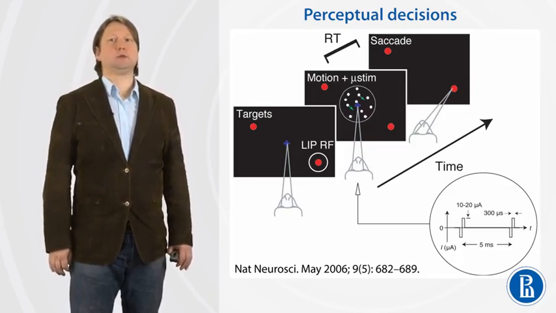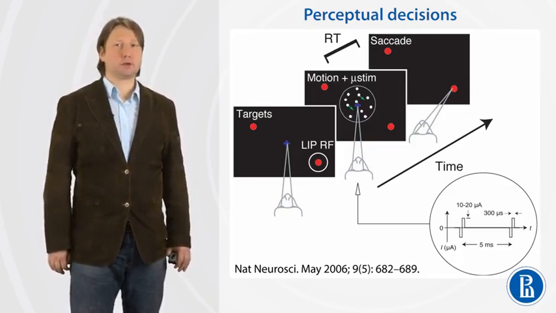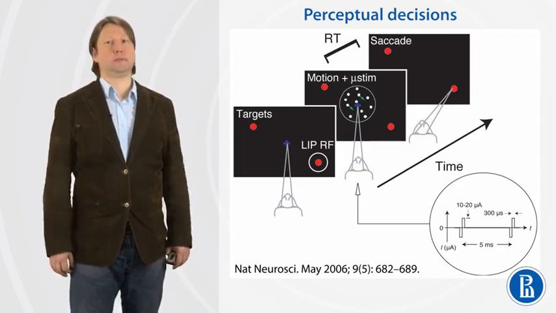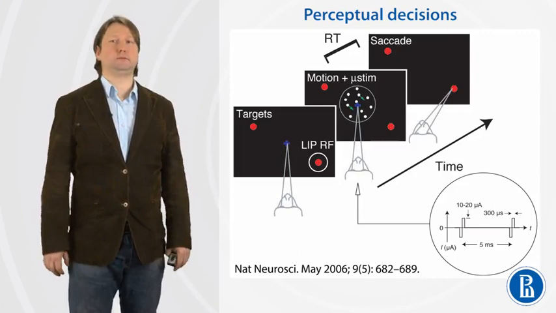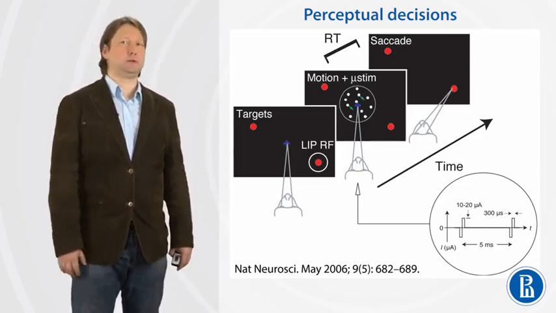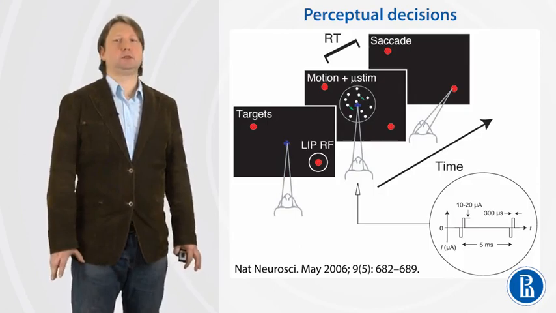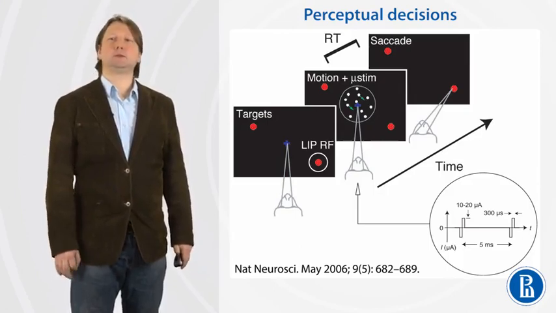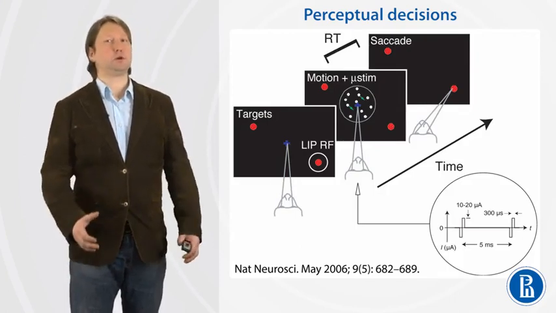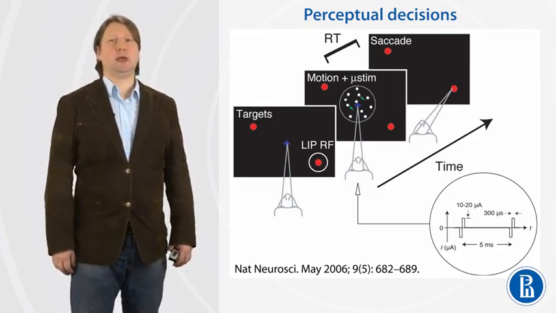And the monkey has to switch the gaze in the same direction as the majority of dots on the screen moves. So if all or most of the dots are moving right, the monkey has to switch gaze right. If the majority of dots are moving left, the monkey has to switch gaze left. So we can change the proportion of dots moving right and left and change the difficulty of the task.